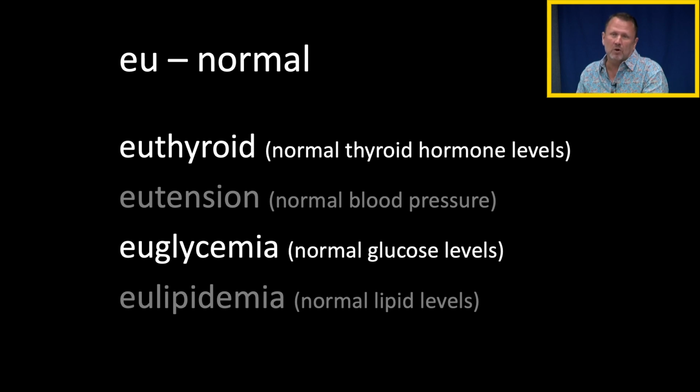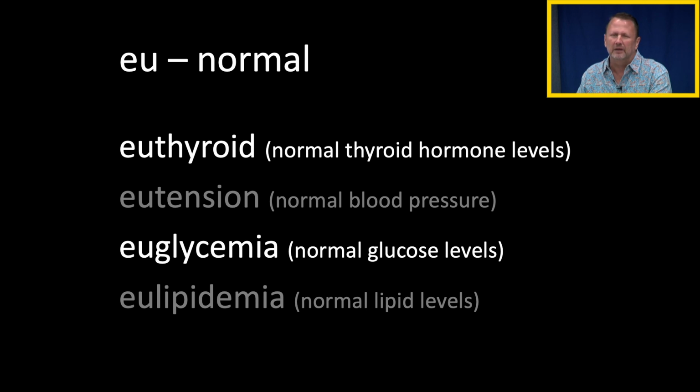Eu means normal. Occasionally you'll hear this. Okay, we had hyperthyroid and hypothyroid. So if somebody's euthyroid, that means they have normal thyroid hormone levels. If you talk to a thyroid expert, they might say, oh yeah, they're euthyroid at this point. That means their thyroid levels are where they're supposed to be. I've never heard the word eutension used. I've heard of hypertension and hypotension, but I've never heard eutension to describe normal blood pressure.